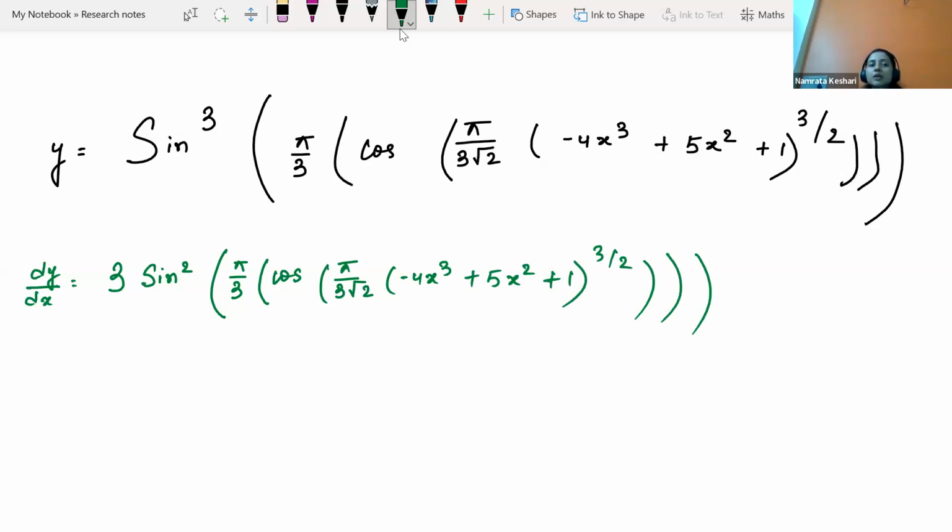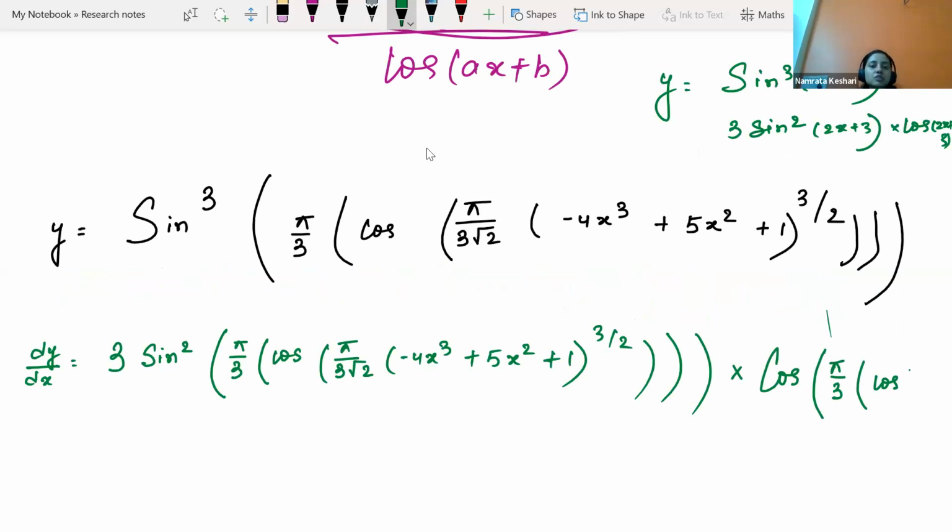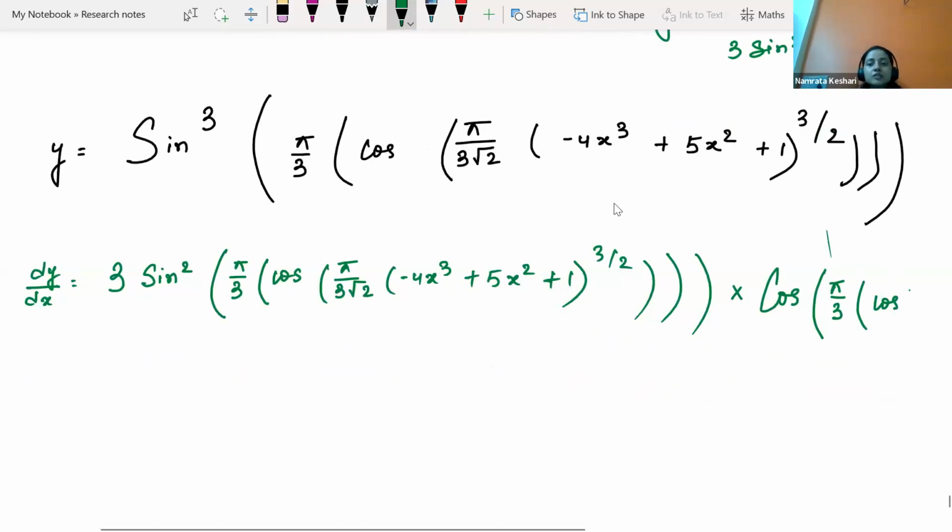It looked like x to the power n. We have used the formula n x to the power n minus 1, but this is a sine function. So the sine function's derivative will be the cos function, right? Yes. Cos with whatever is there. Because when we had y is equal to sine cube of 2x plus 3, we did it like this: 3 sine square of 2x plus 3, and then the sine function's derivative, that is cos of 2x plus 3, right Fatima? And then we thought about the inner function, yes or no? Yes. Okay, so let's write it.